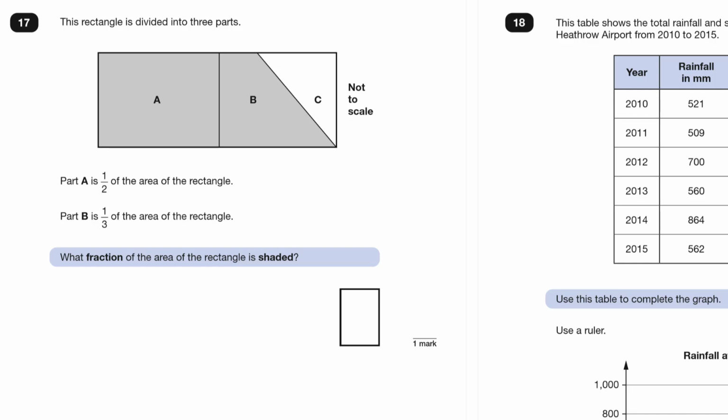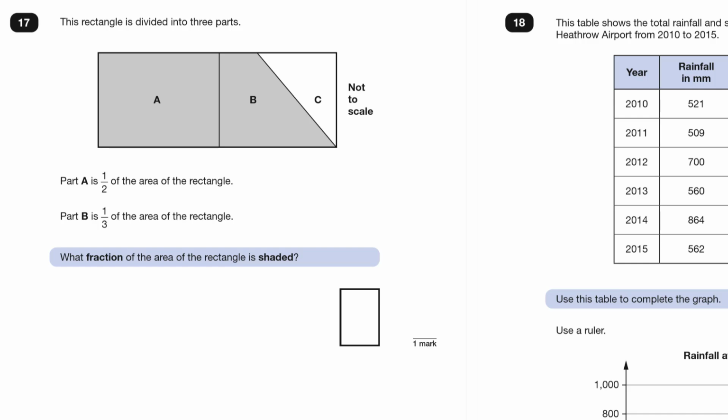So the shaded parts are A and B. So it wants us to say what fraction A and B is of the rectangle. It almost doesn't even matter about part C. Okay, so we've got part A as a half and we've got part B as 1/3. If we want to know what A and B are together, what we're doing is we are just adding 1/2 and 1/3. So this is actually just a fraction question, and it's just represented in a different type of problem.